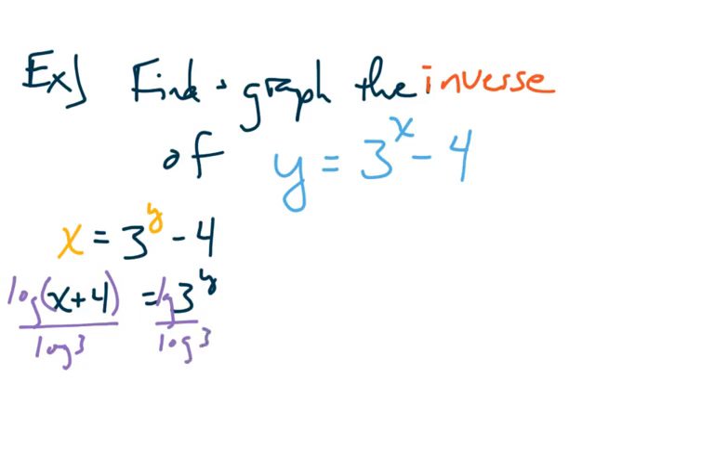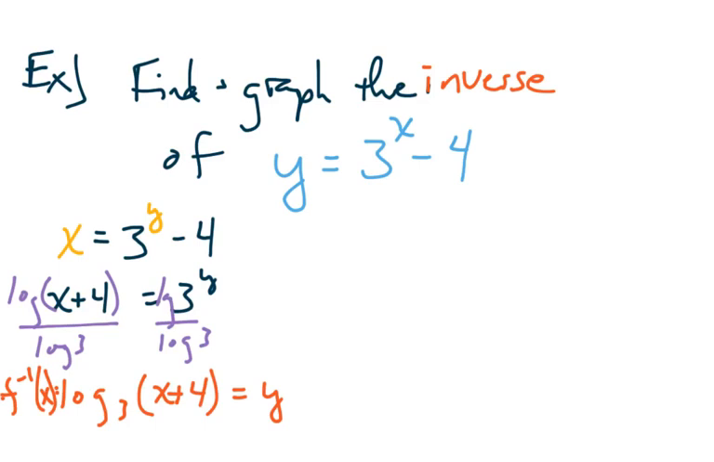The thing is that when I divide by the log of 3, that's the same thing as having the log base 3. So we want to write it in that form so we can see it as a single log base 3 of x plus 4, and that equals y. It also equals our inverse, so it's probably a nice idea to write it as the inverse is equal to the log base 3 of x plus 4.